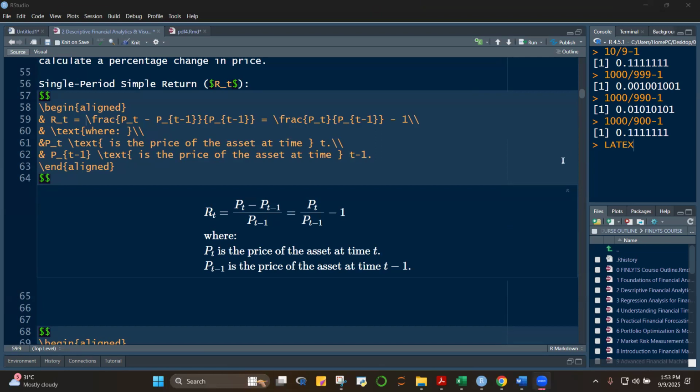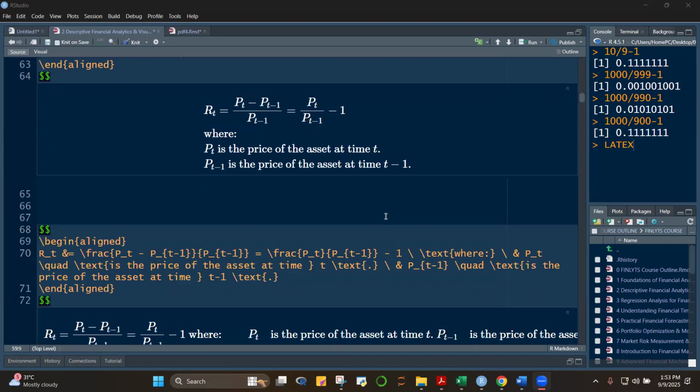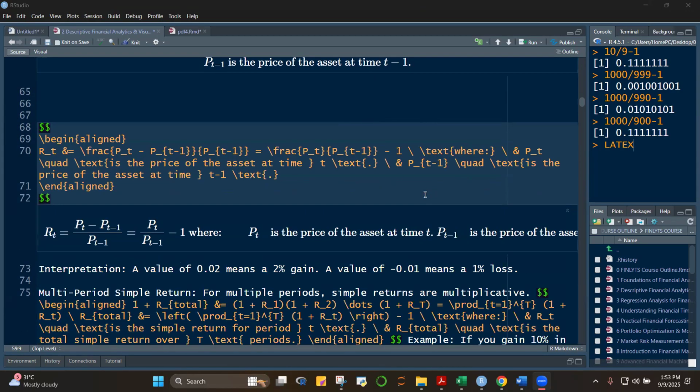All right. So the formula, class, for simple returns is this one: P sub t over P sub t minus 1, minus 1. I'm just going to use this one. It's difficult to pronounce this. P sub t, price at time t, over price at time yesterday or the previous period, minus 1.